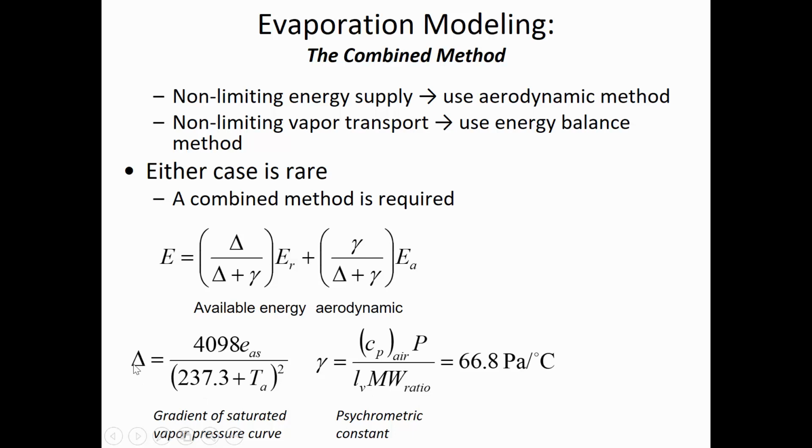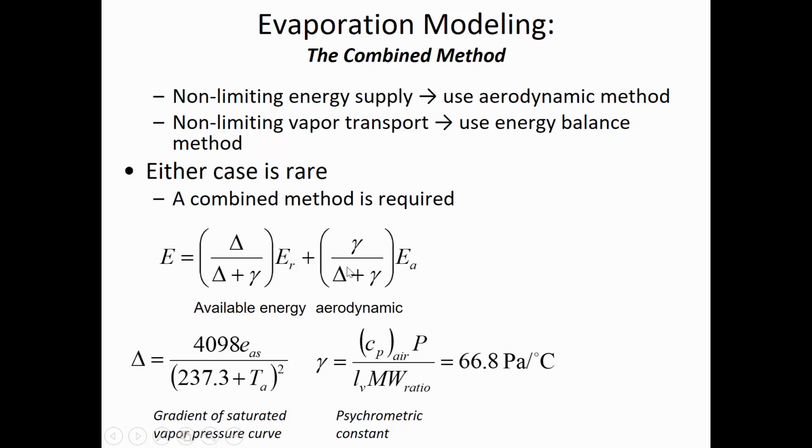The delta term, we actually do have to calculate that on each basis. It's not just a constant we can always use, because the air temperature is going to be varying, and we can use the E sub AS that we calculated before when we were doing the aerodynamic method.